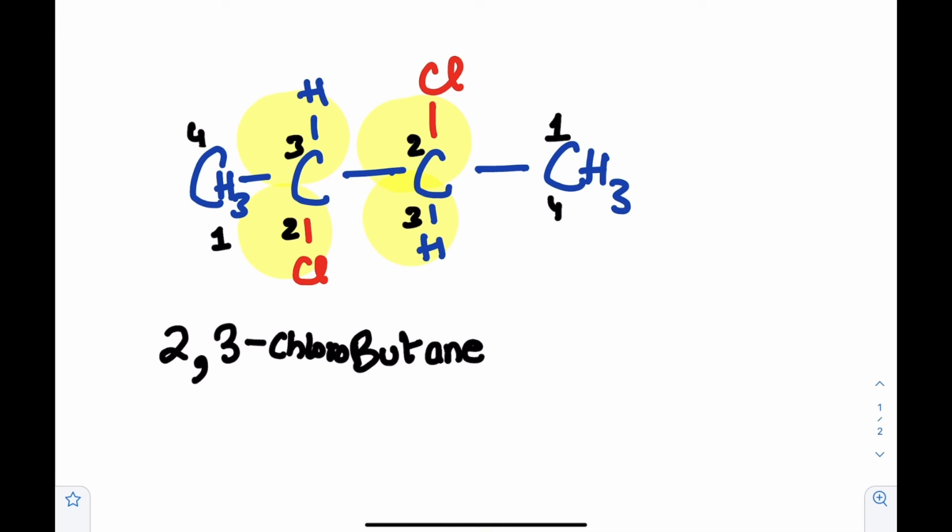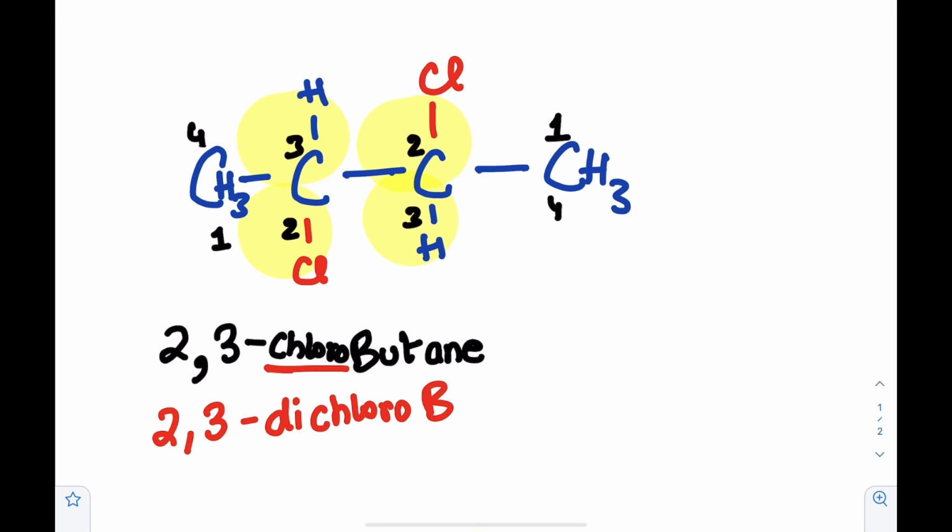But do you feel like there's something missing when I call it 2,3-chlorobutane? Is there anything missing? Well, yes, because I just called it chloro, isn't it? Isn't there two chlorines? I should be respecting both the chlorines, right? I've given the position of both the chlorines, but I'm saying it's only chloro. So that's not correct. It is dichloro. Di in chemistry means two. So 2,3-dichlorobutane. Now that is correct, and we can now move on.